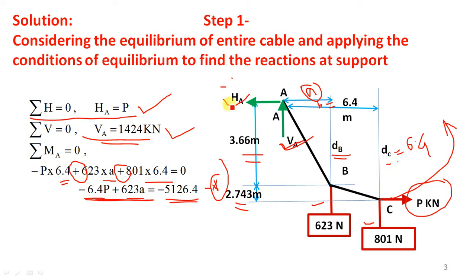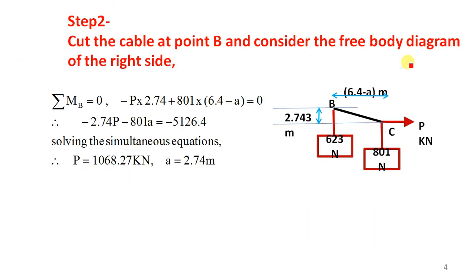So while applying the condition of equilibrium for the entire truss, we will get the value of VA and one equation which is in terms of P and a. Now second, cut the cable at point B. Consider the free body diagram of the right side. I have cut the cable at point B and consider the free body diagram on the right hand side of the cable.